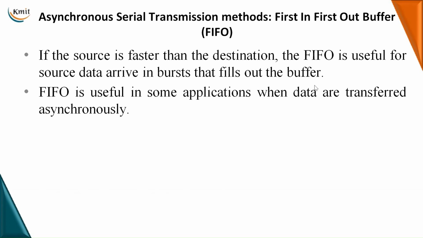If your source is faster than the destination, consider the CPU as the source and your peripheral device as the destination. In those situations, the FIFO is useful for source data that arrives in bursts that fill out the buffer. Similarly, FIFO is useful in some applications when data is transferred asynchronously. So this is how data can be transmitted between the source and destination in an asynchronous serial manner using a first in first out buffer mechanism. So this is about asynchronous serial transfer and the different methods of the asynchronous serial transfer mechanism. Thank you.